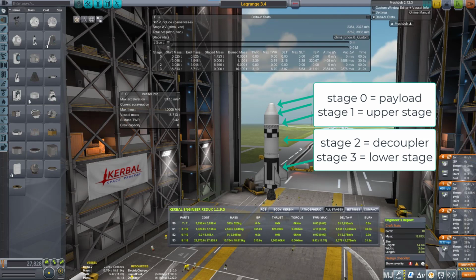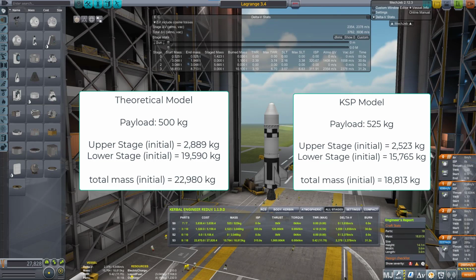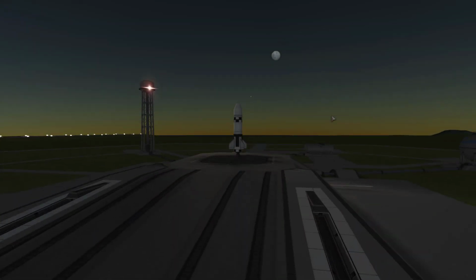Nevertheless, I think it's really satisfying to see a model built here in KSP that fits very closely with the values expected in an ideal theoretical model. And one thing I've learned here is that the structural factors in the standard game are fairly high compared with real values in real life.